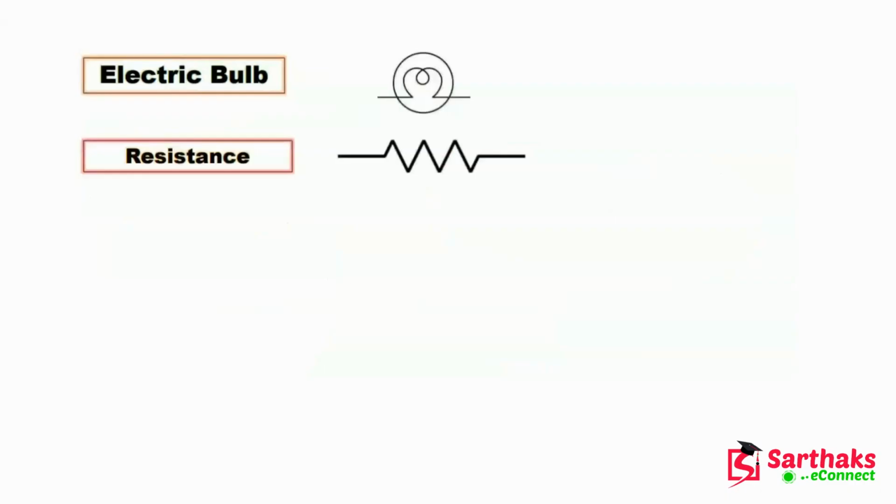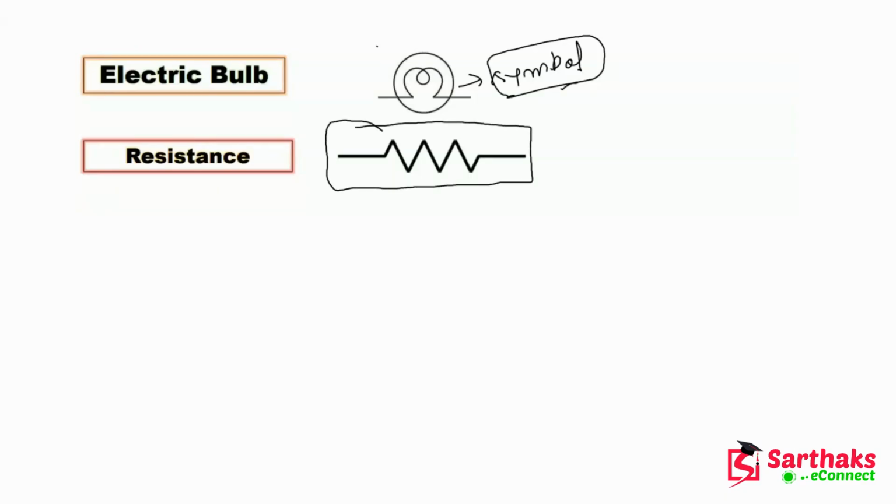Let's move ahead. Let's talk about the electric bulb. Basically, this is an electric bulb, and this is its symbol. Whenever you use a bulb in a circuit, you have to show it by this symbol. And this is resistance. We had discussed these symbols individually, but to memorize these symbols, I am showing you here. So this is the symbol of resistance. It is like a speed breaker.